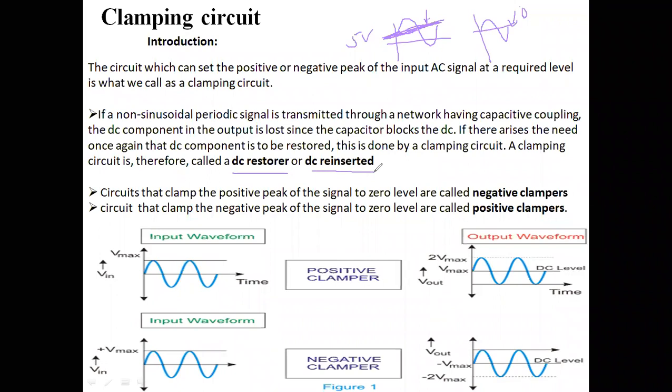Basically, when a signal transmits through a capacitive coupled network, the DC component in the output will be lost, since the capacitor blocks the DC. The best example is the high pass circuit. A low pass circuit won't block the DC component, because the capacitor is in parallel. If a DC component comes here, it won't go in this direction; it goes to the output. Therefore the rest of the circuit will present the DC component. This is your low pass circuit, which does not block the DC component.